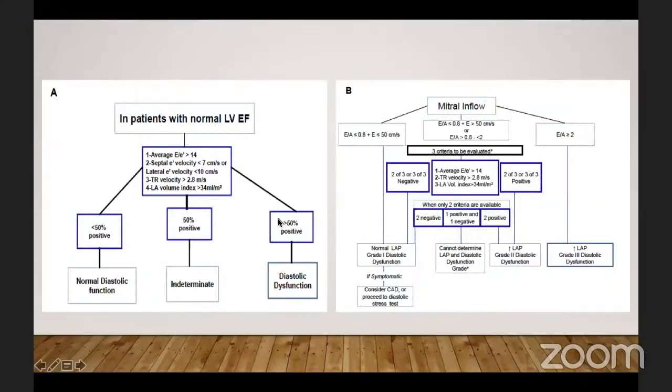The third one is tricuspid regurg velocity and the LA volume. I will not go in detail of this, just to know the different parameters, and based on that, you either classify patient on grade 1 or grade 2 or grade 3 diastolic dysfunction.